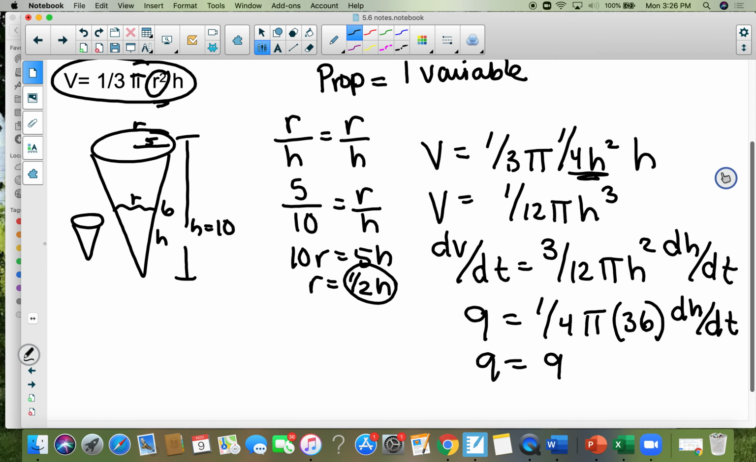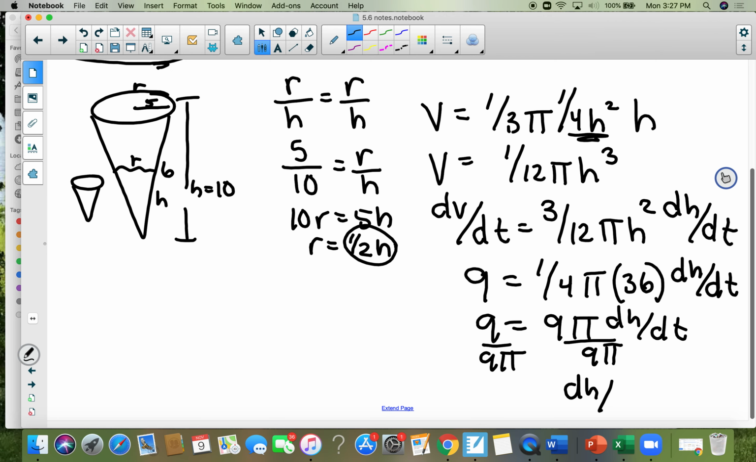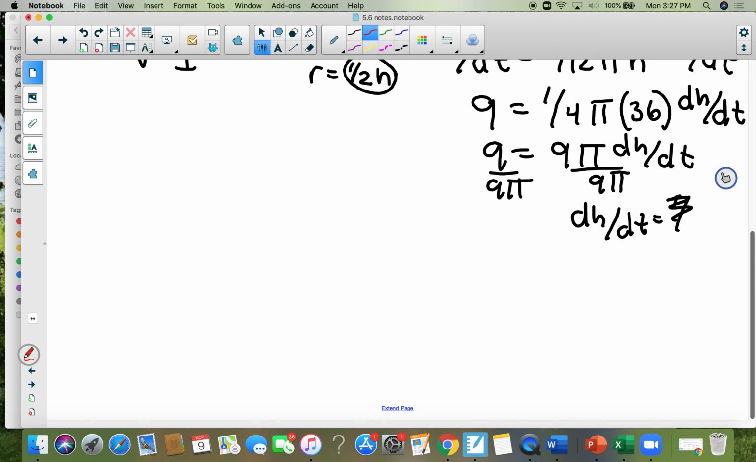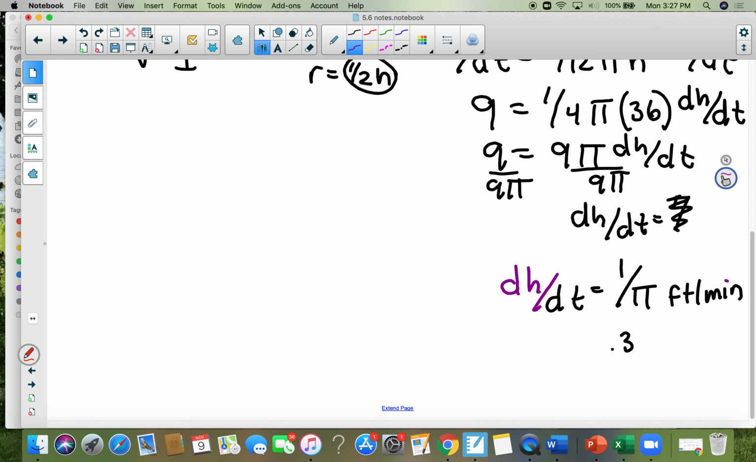9 is equal to 9 pi dh/dt. Divide both sides by 9 pi. dh/dt is equal to 1/pi feet per minute. And if you want to write it as a decimal, it's 0.318 feet per minute.